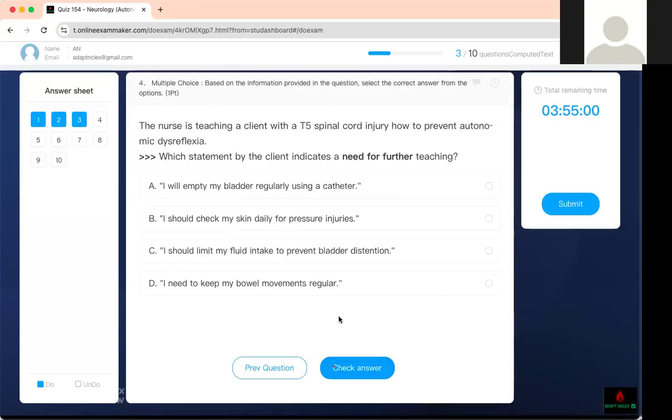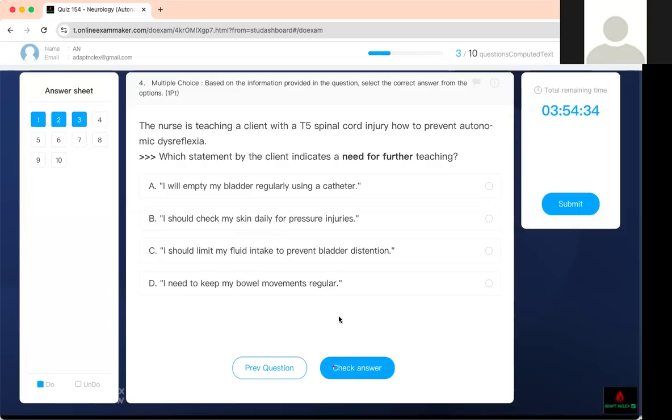Which statement by the client indicates the need for further teaching? A nurse is teaching a client with T5 spinal cord injury how to prevent autonomic dysreflexia. I'll give you the key aspect, the content related to the problem. What is that? Overstimulation will include impaction, distension, hypertension, extreme temperature. So what is the patient saying that needs further teaching? That's the concept related to the question.